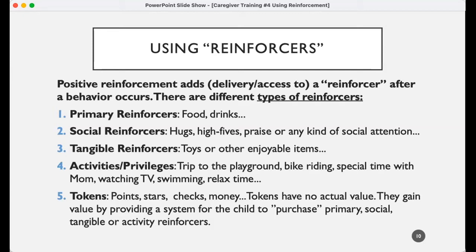Activities or privileges, such as taking a trip to the playground, bike riding, or special time with mom or dad. Tokens, such as points, stars, checks, and even money. They don't have actual value, but they can be exchanged or used to purchase primary, social, tangible, or other activity reinforcers.